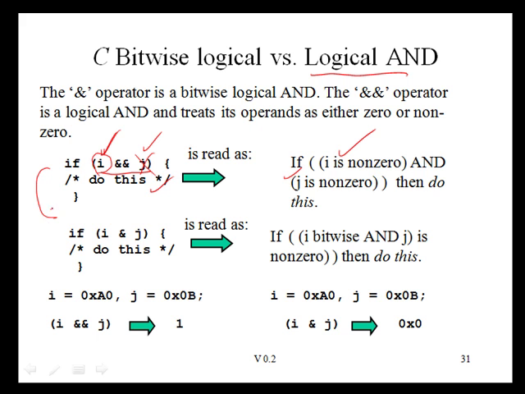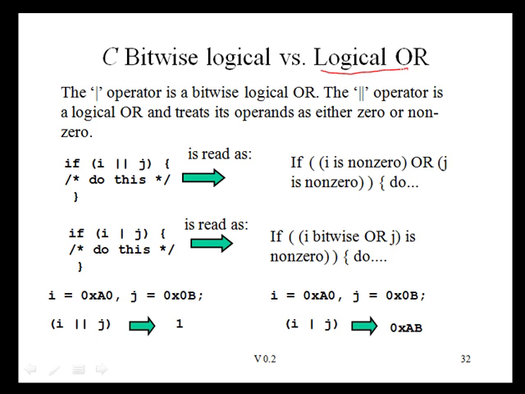We will simply skip around the if body if a test evaluates false. We will only execute the if body if all tests evaluate as true, that is, that they all evaluate as non-zero. This statement right here, if I bitwise AND J, is not the same as this statement. This is doing the bitwise AND of these two operands. This if body would be executed if this bitwise AND operator returns a non-zero value.